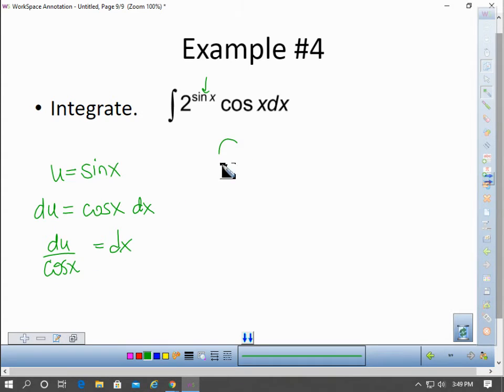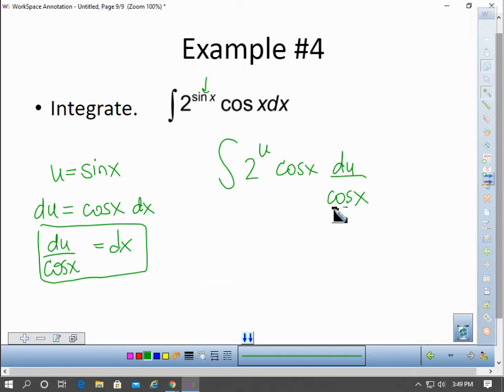So now we're going to trade out. This is going to be 2 to the u, and then I'm going to keep the cosine, and then I'm trading out the dx. In place of the dx, we're putting this right here, the du over cosine, which, voila, what we hope happens, the cosines cancel. So really, I'm just integrating 2 to the u du.